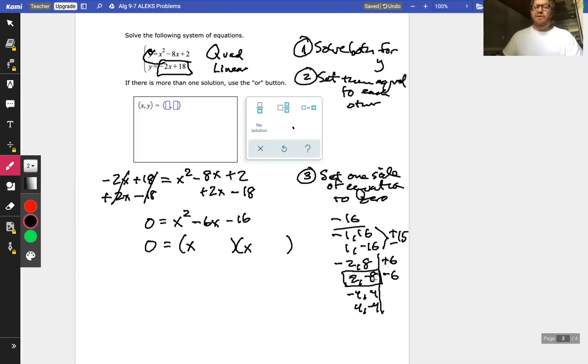So I got positive 2 and negative 8. So those are my factors. So now I'm going to do what we always do, which is set each of those equal to 0 for my two cases so I can figure out what my x's are. All right, so this one, if I subtract 2 from both sides, you get x is negative 2, so that's one of my cases. This one, you add 8 to both sides.